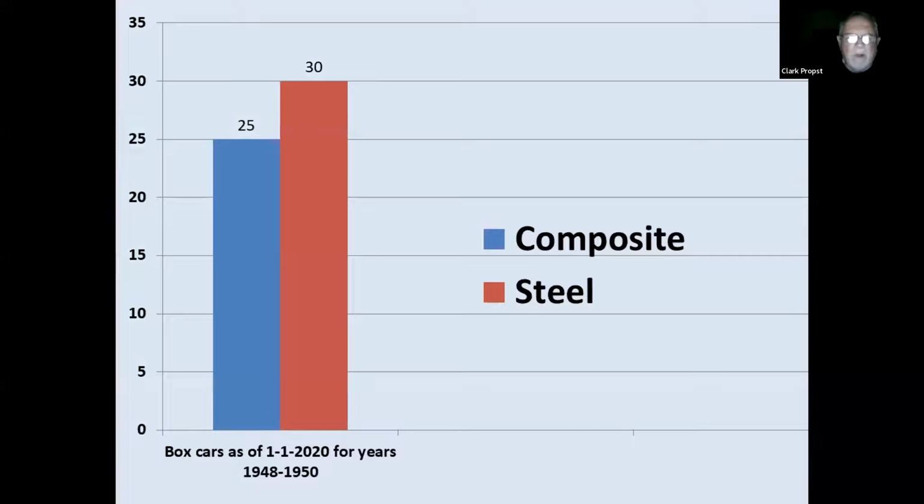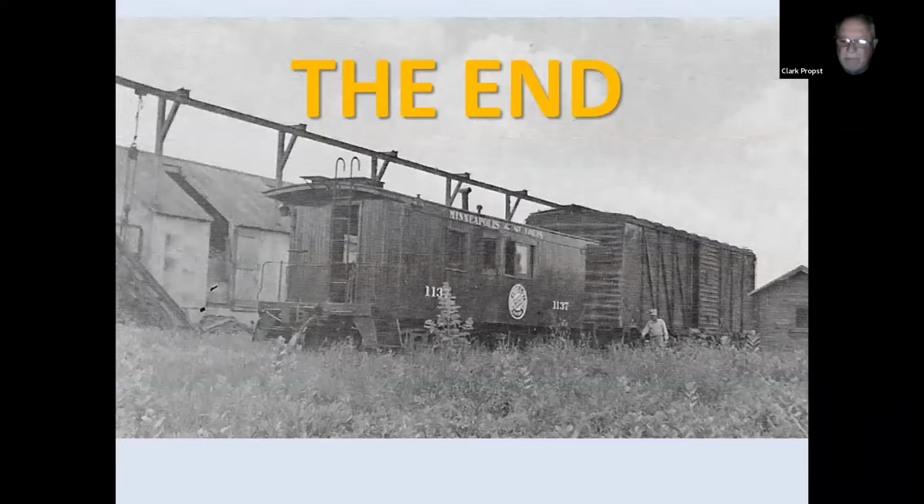But right now, my list in 2020, I had 25 composite cars and 30 steel. So I was doing what I should be doing from 48 to 50. And that's the end of that.